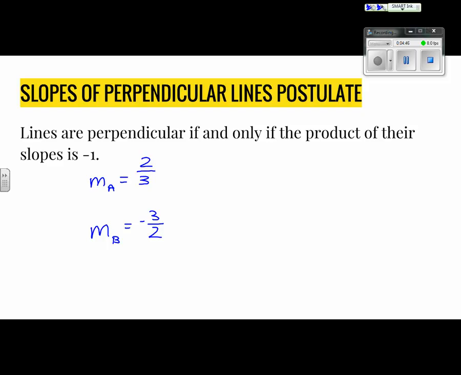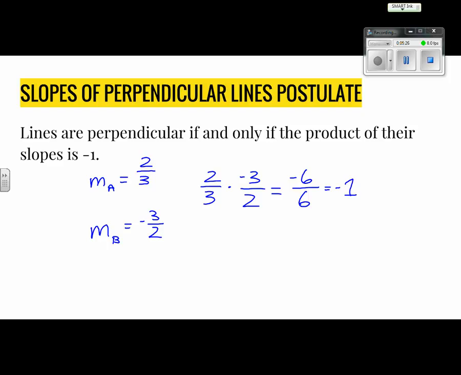Now, let's use the postulate and multiply the slopes together just to verify that their product is -1. In the numerator, 2 times -3 is -6. In the denominator, 3 times 2 is 6, so -1. So two things here. The postulate says lines are perpendicular if and only if the product of their slopes is -1. What you can check for with the eye test is that two lines are perpendicular if their slopes are what we call opposite reciprocals.